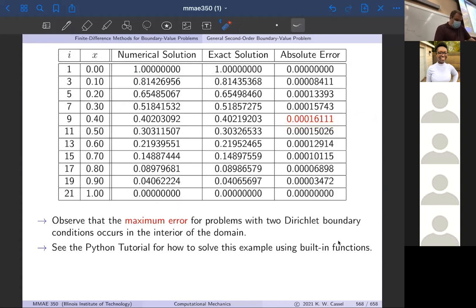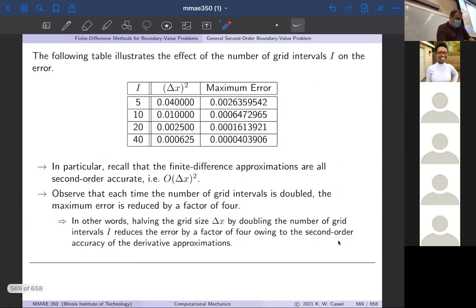You can see how this is solved using built-in functions in the Python tutorial if you're interested. Now this is interesting. So this is convergence, not iterative convergence in a Gauss-Seidel sense, but convergence in a numerical, converging-to-the-exact-solution sense.